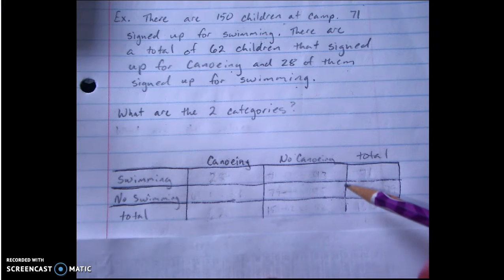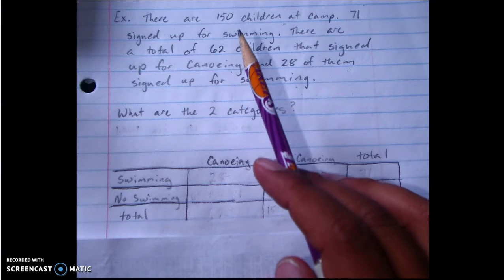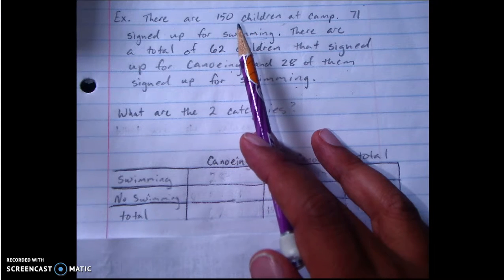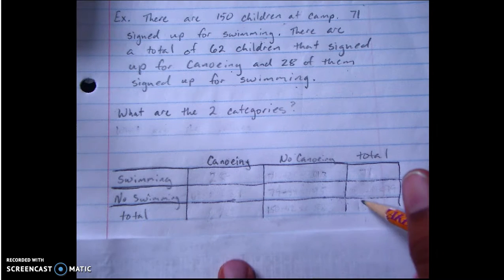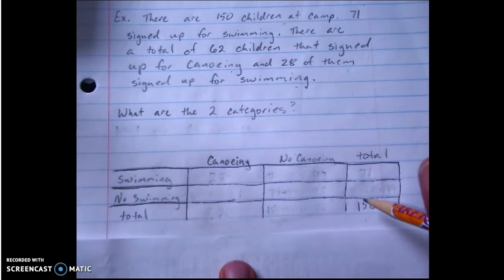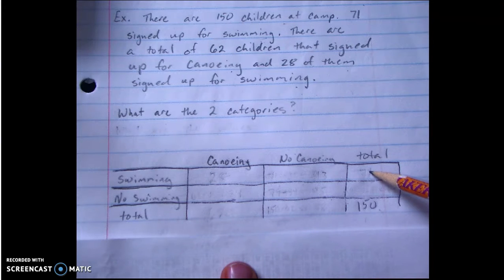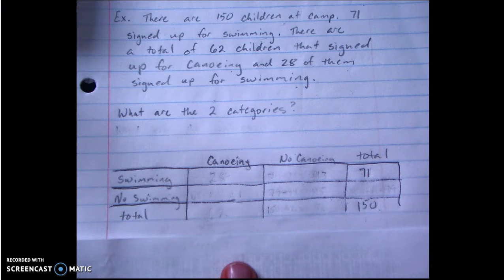So we go back, and now we're going to start filling this in by reading our problem or our story or situation a third time. 150 children, that's what we're focused in on because we circled and underlined. 150 children, what is that? That is a total. So the total goes here because this is where we have the total for swimming and the total for canoeing, 150. Next up, we have 71 signed up for swimming. So where is swimming? Swimming is this row right here. So how many signed up for swimming? 71 total children signed up for swimming. So that's why the 71 goes in that box.